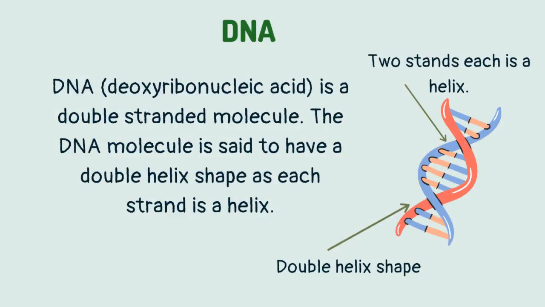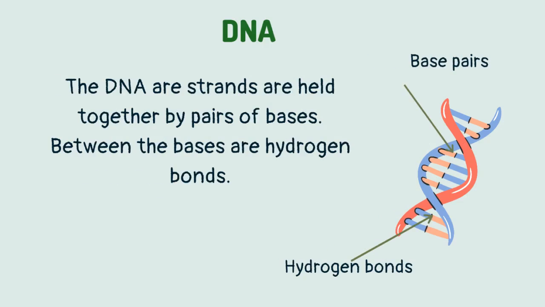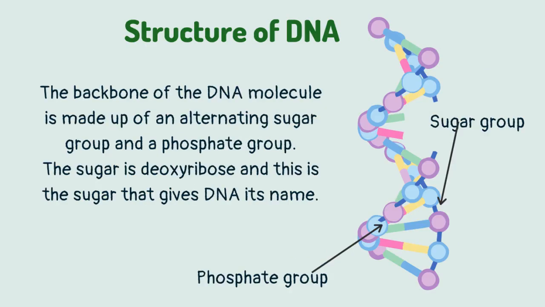DNA is a double-stranded molecule. The DNA molecule is said to have a double helix shape, as each strand is a helix. The DNA strands are held together by pairs of bases. Between the bases are hydrogen bonds. The backbone of the DNA molecule is made up of an alternating sugar group and a phosphate group. The sugar is deoxyribose, and this is the sugar that gives DNA its name.